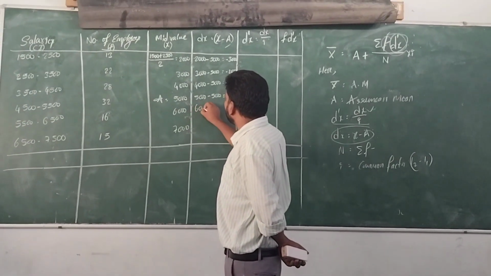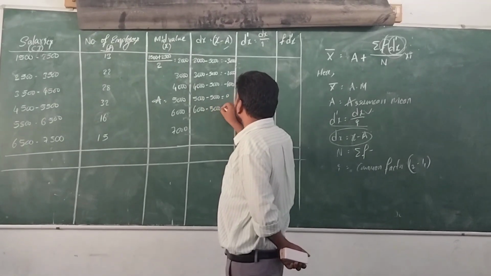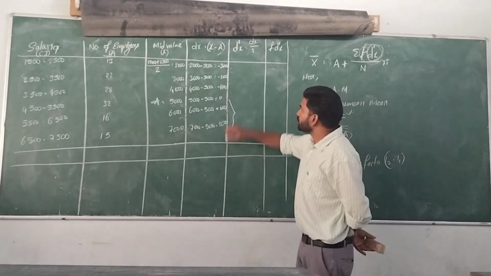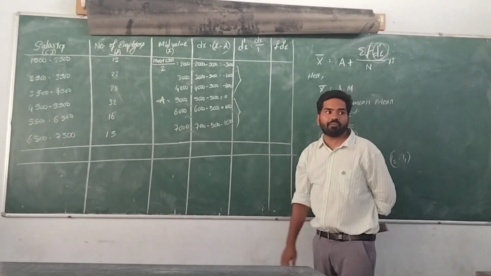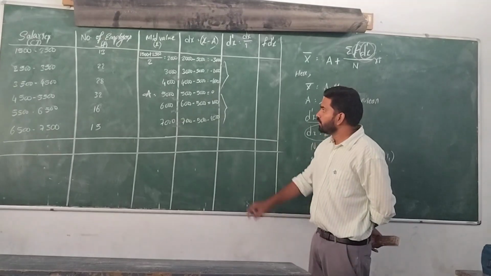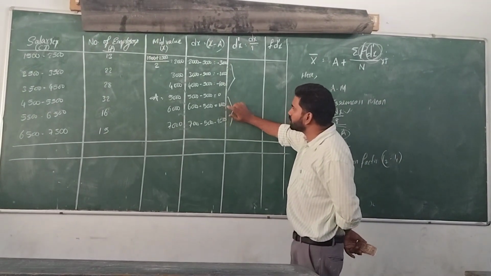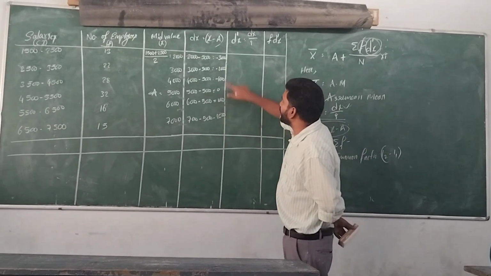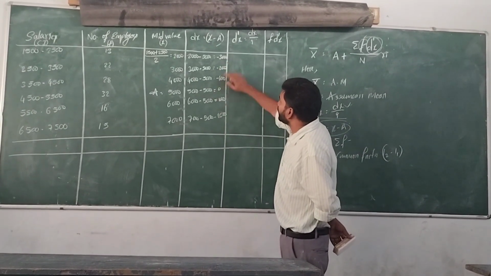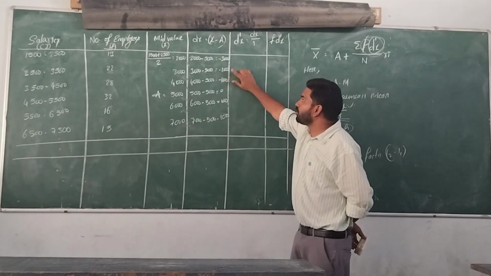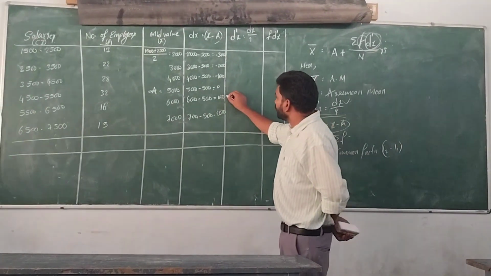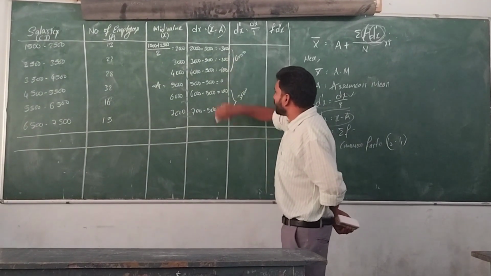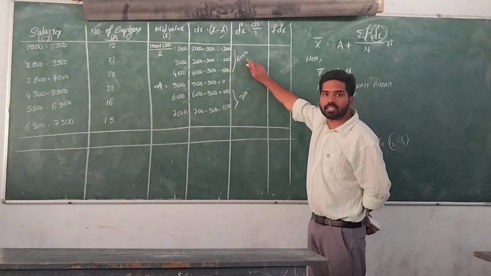Next, 6000 minus 5000 and so on. Add all the positive values, then deduct the negative values. First you have to add all the positive values. What is the total of positive values? 2000 plus 1000, that is 3000. From the total 3000 you have to deduct the negative values. The negatives are 3 plus 2 plus 1, that is 6000. So the positive value is 3000 and the negative value is 6000.